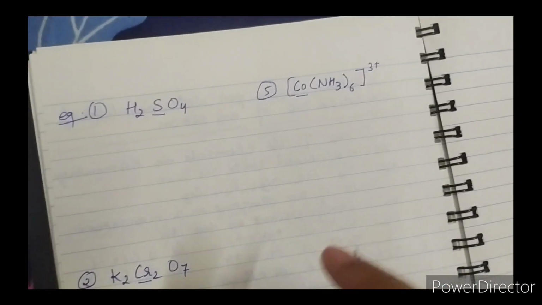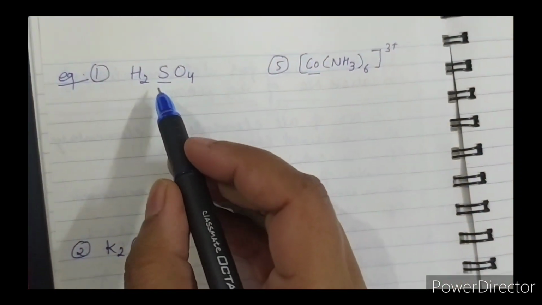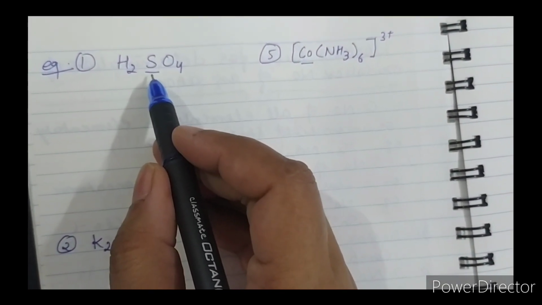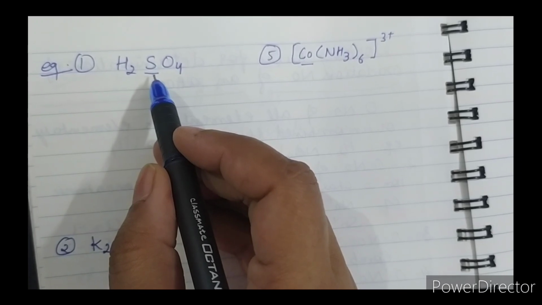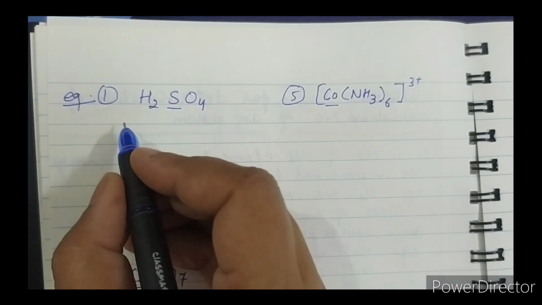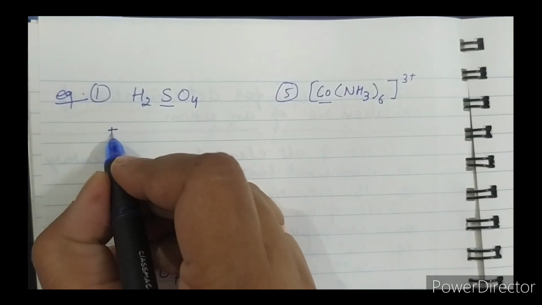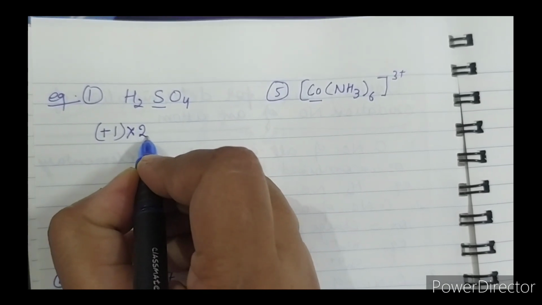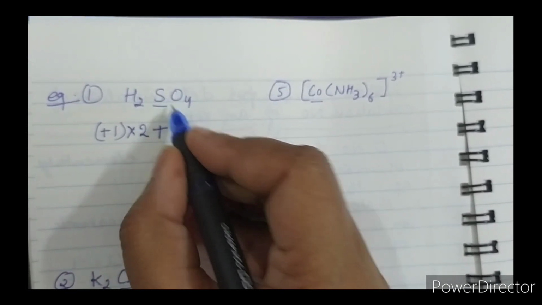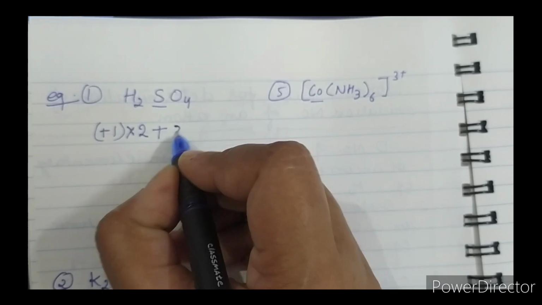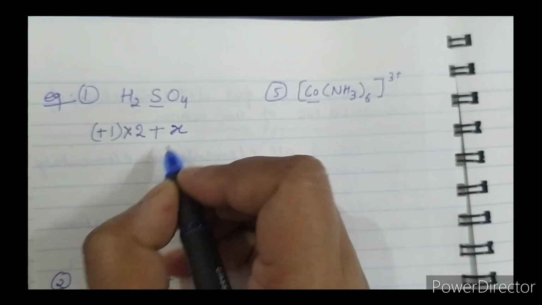Now let's solve a few examples based on the above rules that we have discussed. Suppose you have been given H2SO4 and the underlined element, the oxidation number of which you have to determine, is sulfur. So how will we solve? Firstly, hydrogen oxidation number here we will take +1. So +1, and there are 2 hydrogen atoms, so we will multiply it by 2, plus sulfur. We have to find the oxidation number of sulfur, so we will assume it as X.